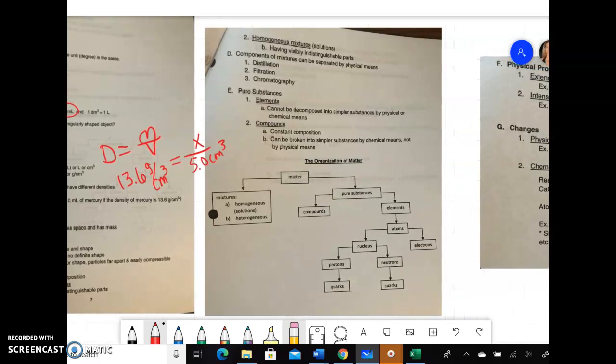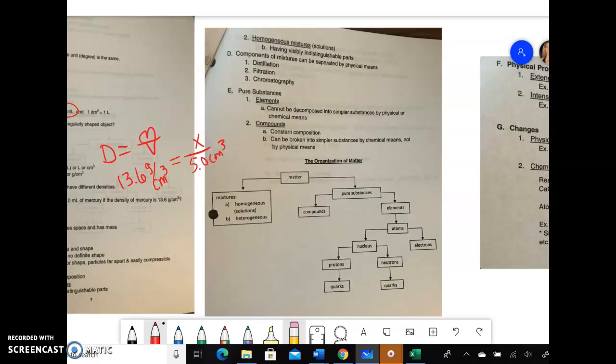Distillation is when you separate based on boiling point. So we talked about this with the vapor pressure curve. If things have different boiling points, something that boils at a cooler temperature will boil first, and you can separate it off of the thing that still hasn't boiled yet. Filtration is using filter paper. We did this in honors chemistry, and then chromatography we're going to do later on in this class as well. You can separate things. You may have actually done this in biology too.